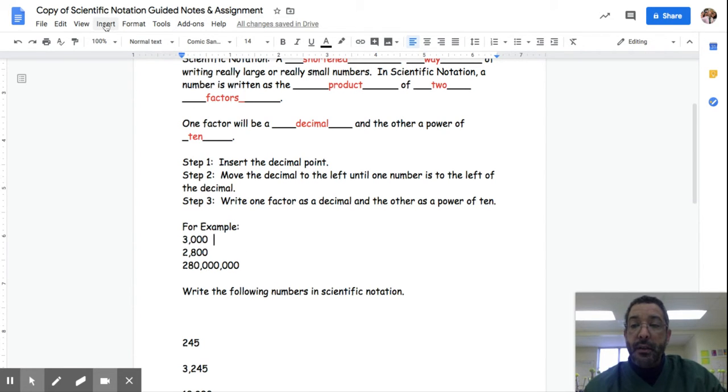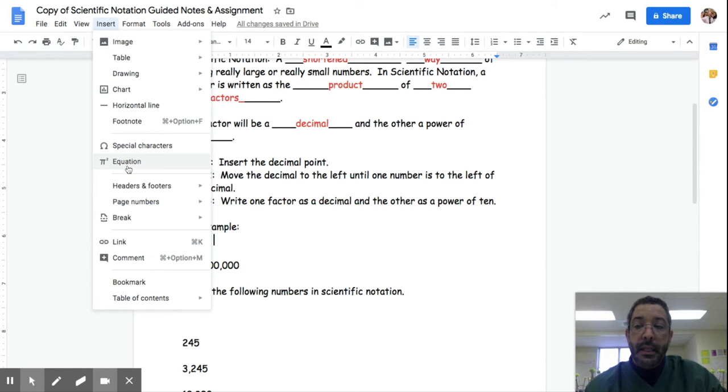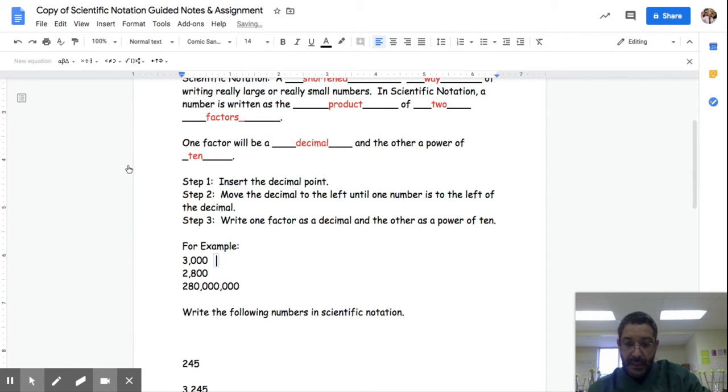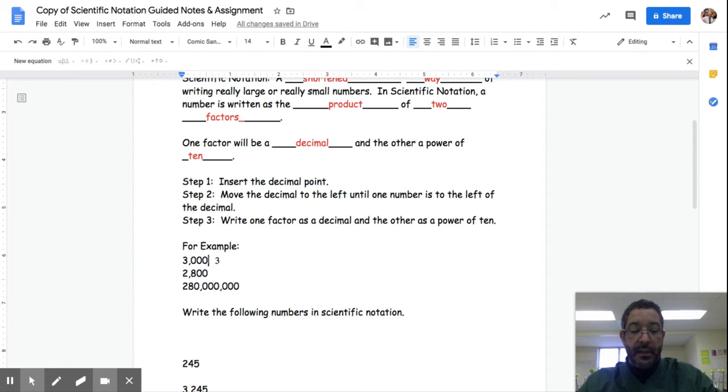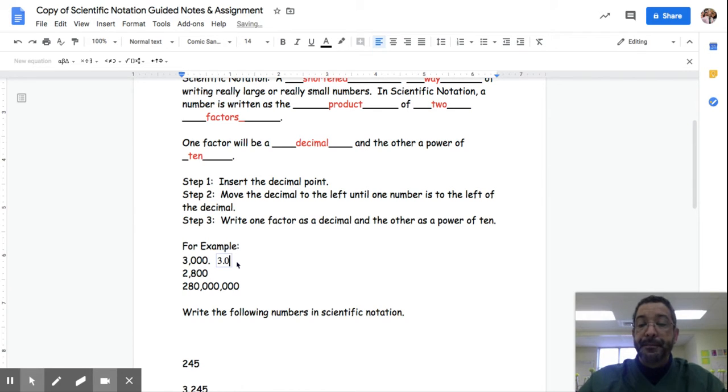So if I come to where it says insert and I click on equation, see how it creates a little cell there? So I'm going to type the number 3, because what I do is I insert my decimal point here, and then I'm going to move it 3 places to the left until I have one number to the left of it. So here's my decimal point, 1, 2, 3. So I'm 3 places to the left of it. So that's going to be 3.0.